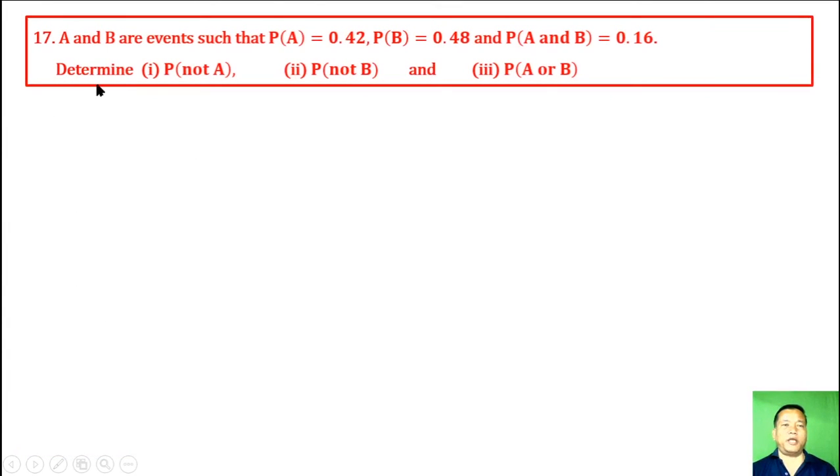Number 17, A and B are events such that P of A is 0.42, P of B is 0.48, P of A intersection B is 0.16.